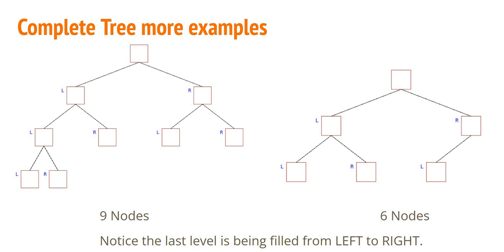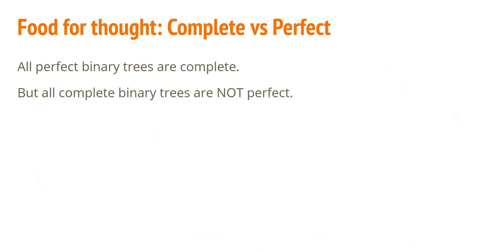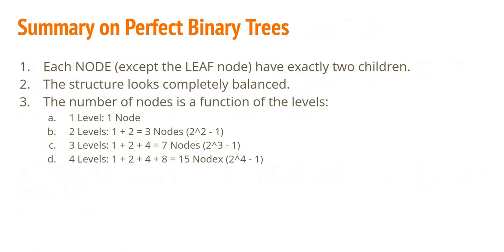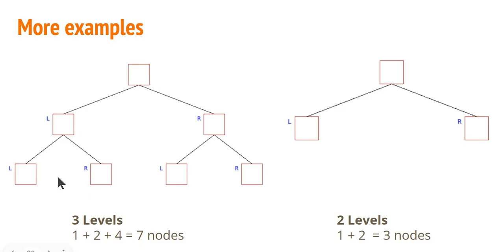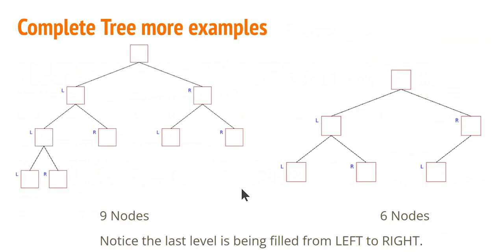If the level is complete anyway, it becomes a perfect tree. So if you think about it, all perfect trees are in fact also complete, because all that's happening is that I'm filling from left to right. It just so happens that I complete the entire level. That's called a perfect tree. On the other hand, all complete trees are clearly not perfect, right? So this tree is complete, but this is not perfect.